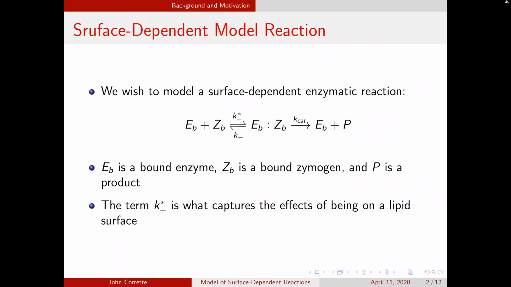What we are interested in modeling is a surface-dependent enzymatic reaction as follows, where we have an enzyme and zymogen species bound to a lipid surface. They bind together, and the enzyme cleaves the zymogen into some product, which we denote here as P. Current models exist for this process. However, they do not capture all the effects of being on a lipid surface, which is what we will attempt to capture by modifying our on rate K plus star.